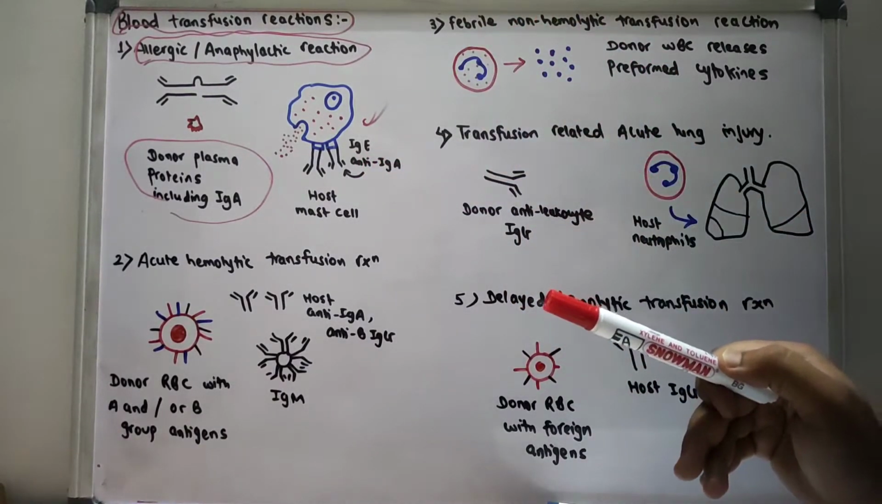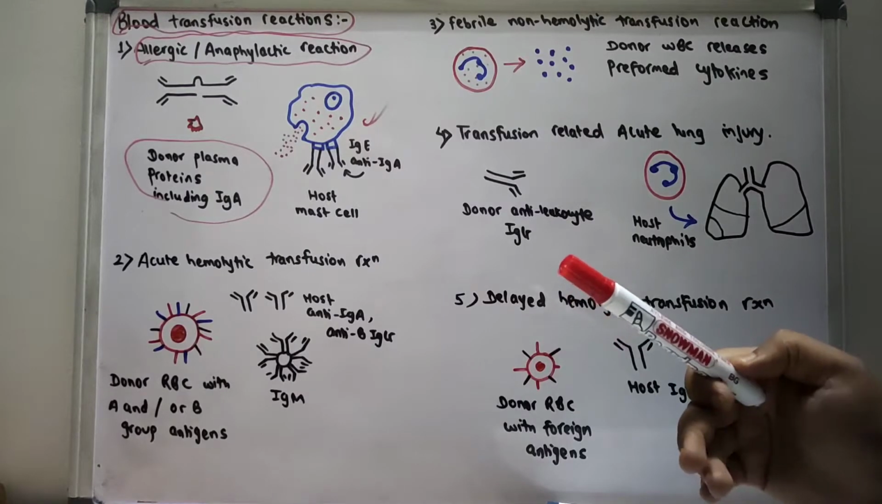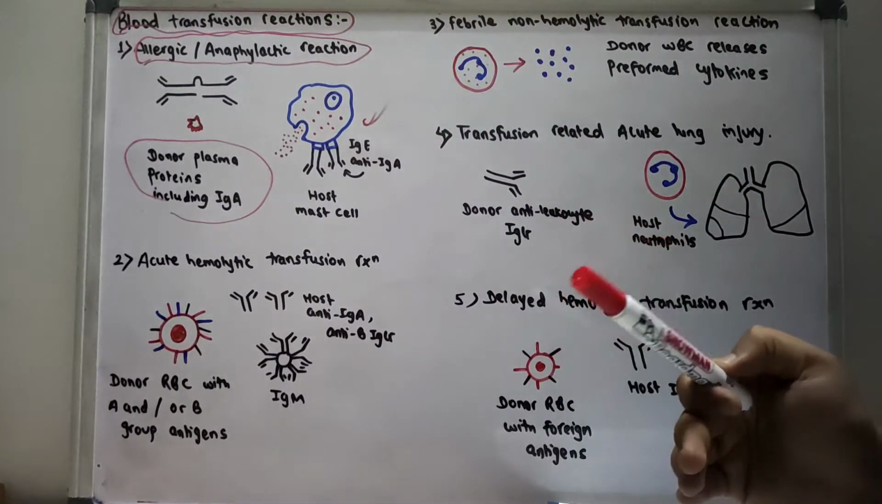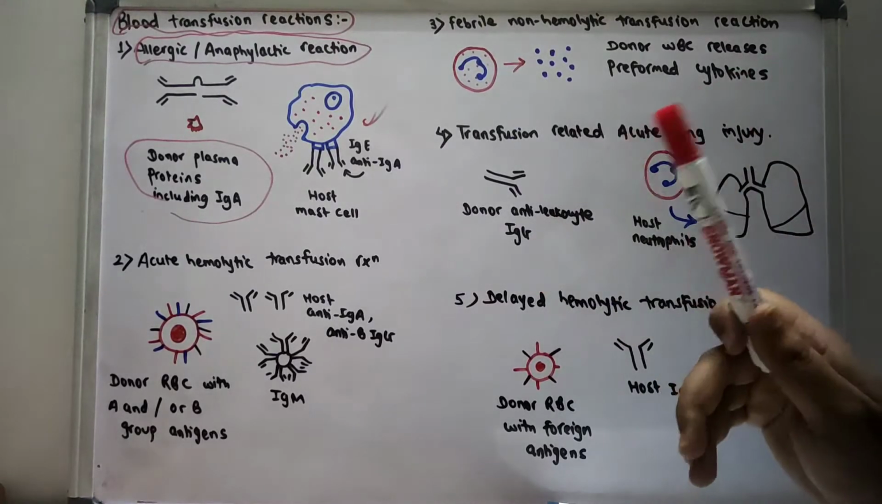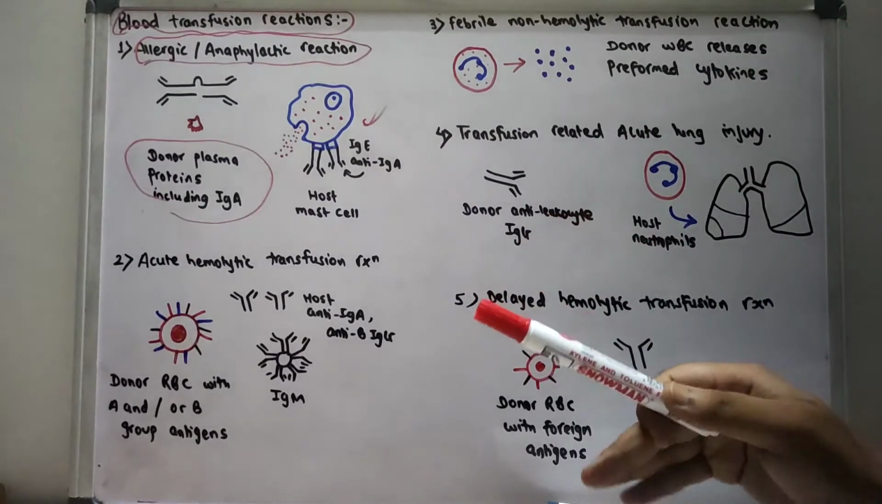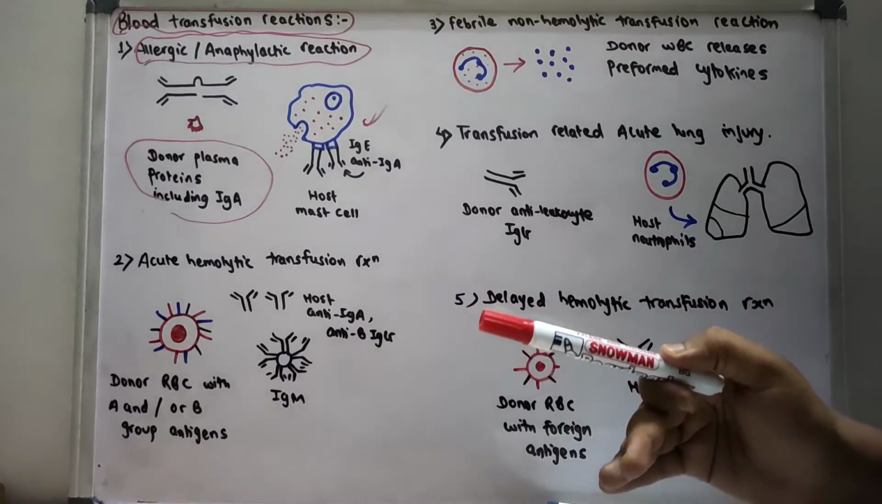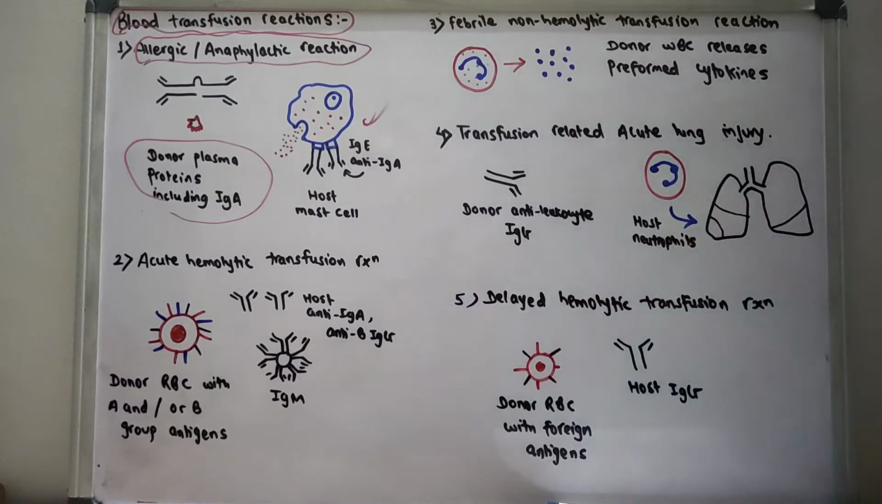So the clinical presentation in the allergic or anaphylactic reaction is that there could be various allergy symptoms like urticaria or pruritus. Anaphylaxis can occur. In anaphylaxis, we can see wheezing, hypotension, respiratory arrest, or we can also see anaphylactic shock.